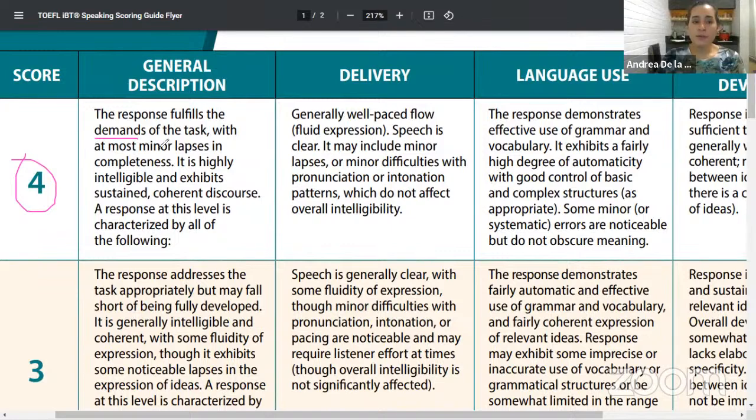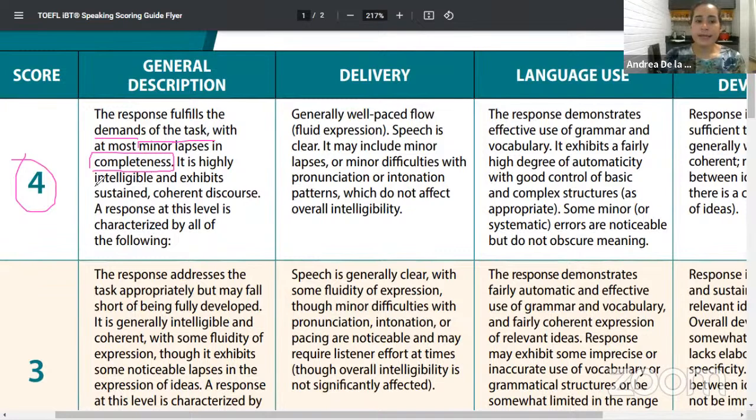And they say with at most minor lapses in completeness. That means that your answer should be complete. Like it could have some minor lapses. So there could be maybe some missing information, but it has to be minor, right? In general, your response should be complete. And in order to be complete, it needs to have enough details, enough support, enough ideas. It needs to be well developed, basically, right?